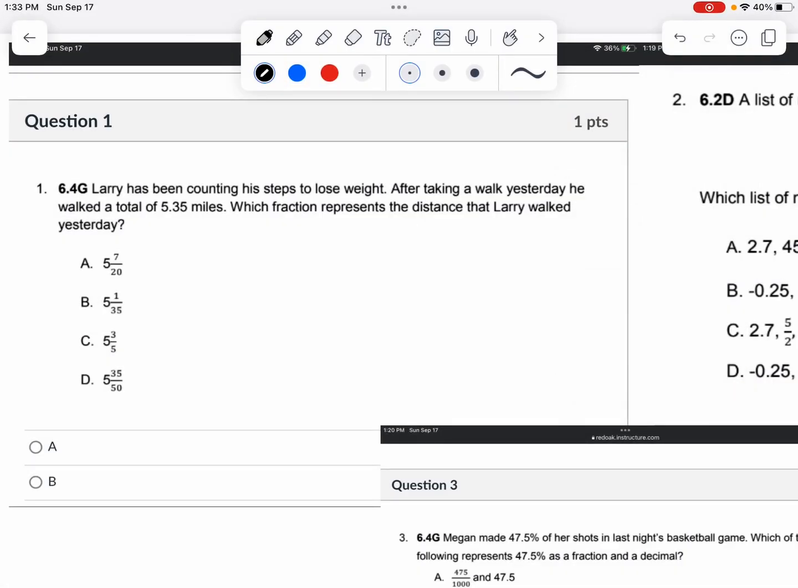All right, Hawks, we're going to go through the Unit 2 test review today. Make sure you are studying because this does count as our CBA.